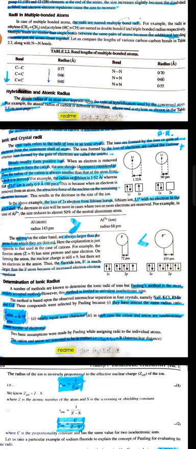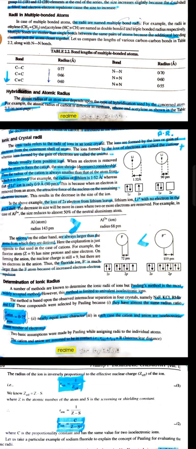Thus, the radius of a cation is always smaller than that of the atom from which it is derived. For example, the radius of lithium is 1.52 angstrom, whereas the radius of Li+ ion is only 0.9 angstrom. This is because when an electron is removed from an atom, the attractive forces of the nucleus on the remaining electrons increase. This results in the decrease in the size of an ion. In the above example, the loss of the 2s electron from lithium leaves the Li+ ion with no electron in the n equals 2 shell.